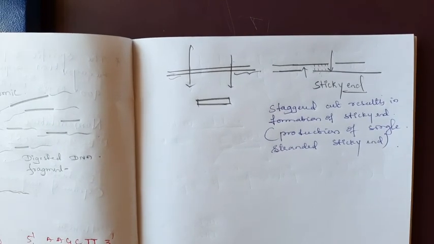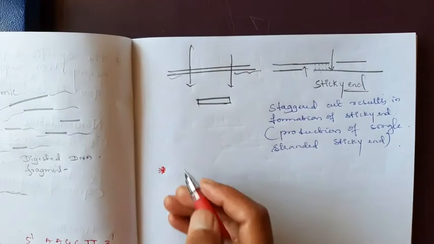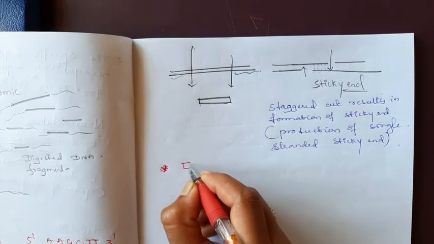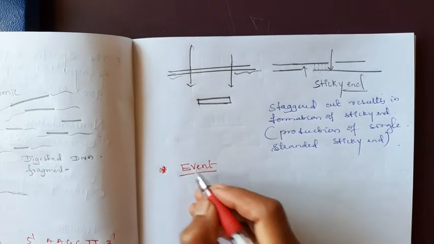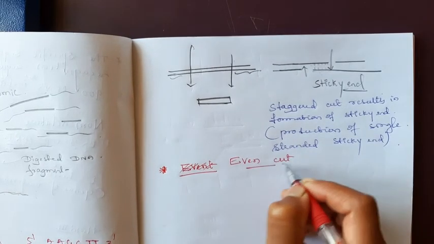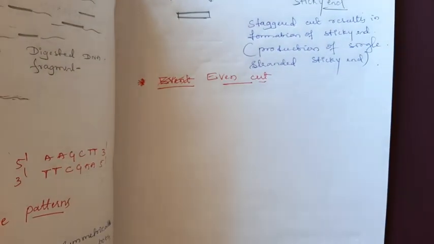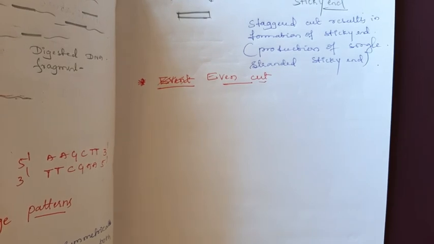Then another type of cleavage we can see is the blunt end, or even cut. Firstly we will discuss the even cut. Some types of restriction enzymes cleave both strands of DNA at the opposite phosphodiester bond, which means it does not leave any unpaired base on the ends.